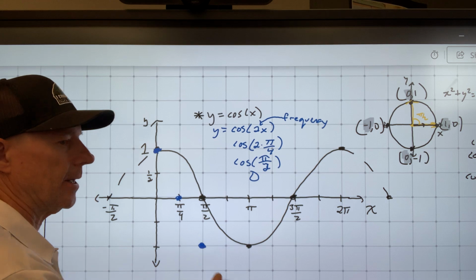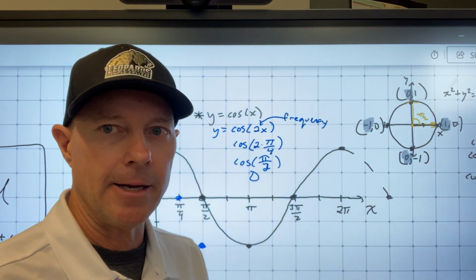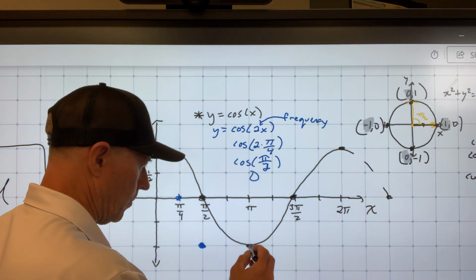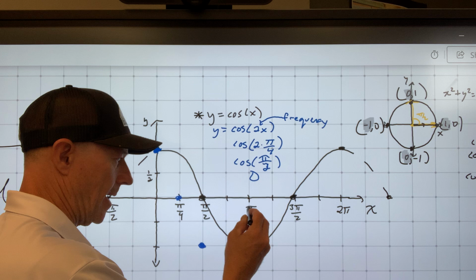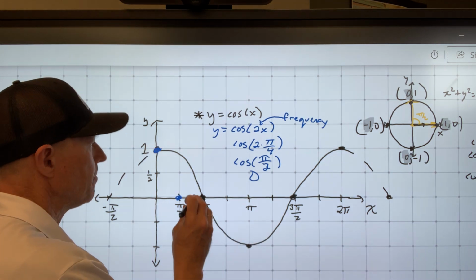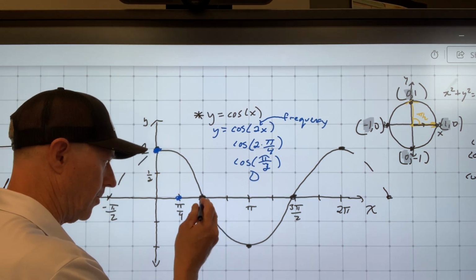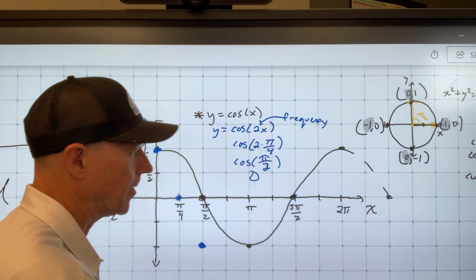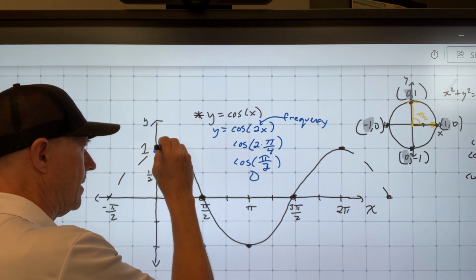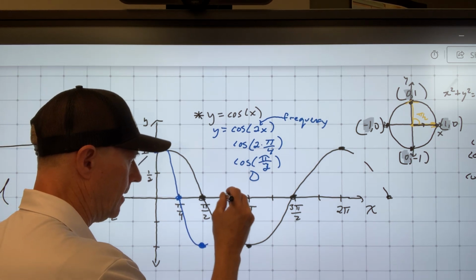So what's happening is all the points are being dilated in by a factor of 2. So this point, if you cut pi in half, you get pi halves. So this point came under pi halves. This point, if you cut pi halves in half, you get pi fourths. So this point of 0 came to pi fourths. Okay? And so they're just all getting cut in half. So that means that it's going to look like this.